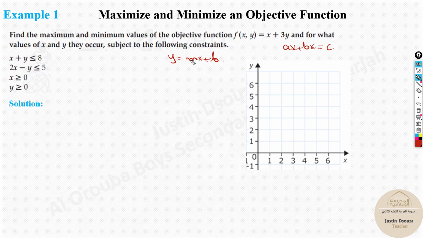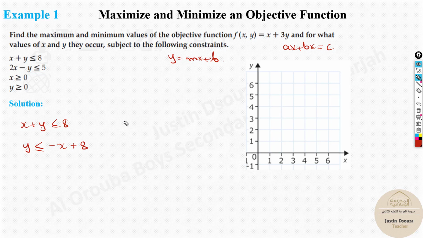Now, how do we do this? Let's take the first equation, x plus y less than or equal to 8. To get into slope-intercept form, I need to write y alone. Let me leave it over there, and here I won't change the inequality. I'll write it as it is and take this x to the other side. It's minus x plus 8. So this is the answer.